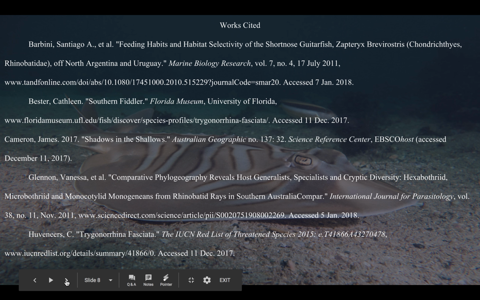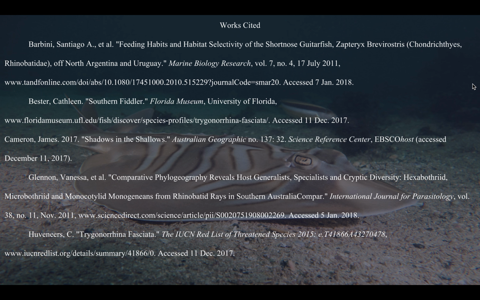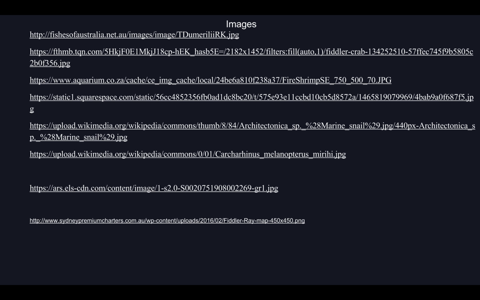Here are my citations. I used two journals, one of which talked about parasites of them, but I didn't really go into that, being that it isn't a fatal parasite and doesn't really affect the fiddler rays all that much. The other one talks about the food they eat and the locations they are and why that happens, as I talked about in mine. The others are reference articles for basic information. Here are the links to all of the images that I used.